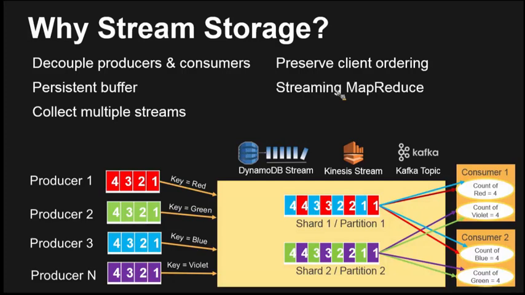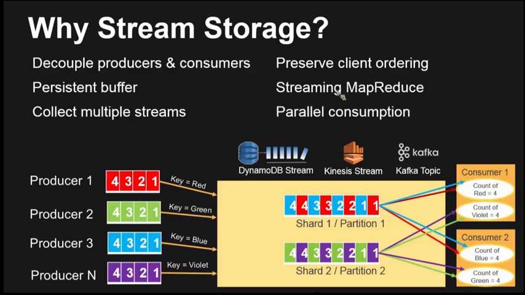The other piece is what is also called streaming map reduce. The idea that all the data sent by producer one can be processed by a single thread of a consuming application is called streaming map reduce. This is built into stream processing systems.